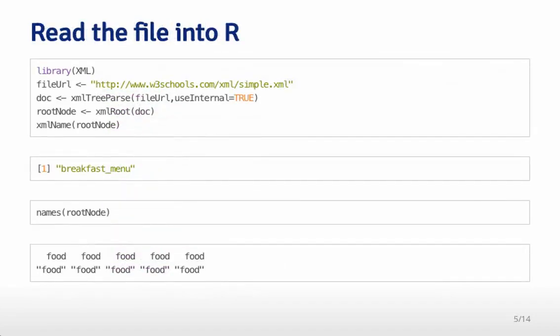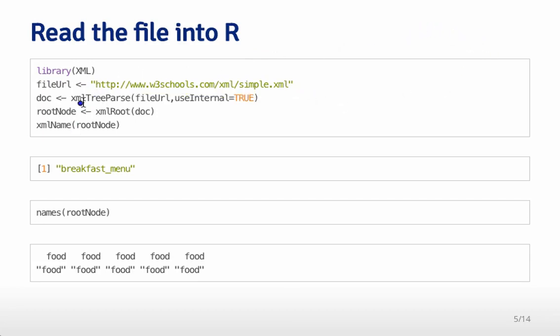You can read the file into R, and you can do this with the XML package. So we're loading the XML package, all caps XML, and then you give it a URL. In this case, we're going to give it the URL of the previous XML file we were looking at on that previous screen.